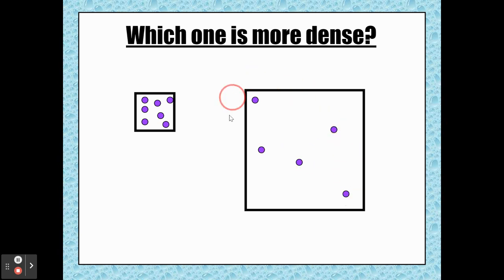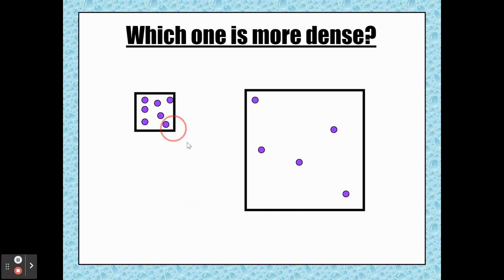So this is a bigger volume, right? But in addition to that, there are fewer particles, so this one is obviously less dense than this one. So if you said the left one is more dense, you would be correct, because we're cramming more particles into a smaller space.